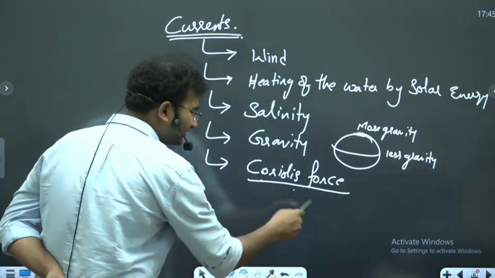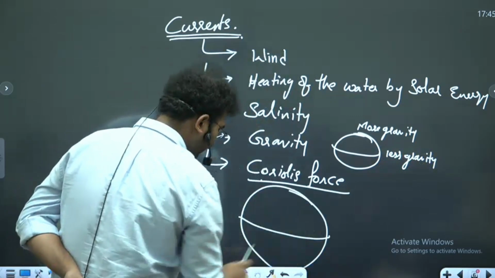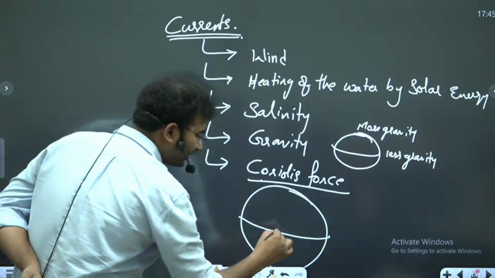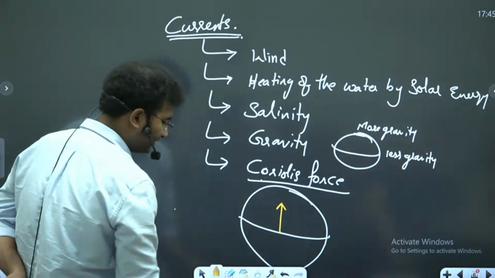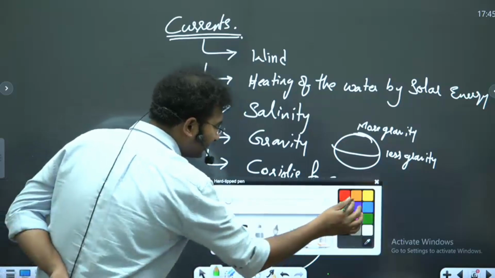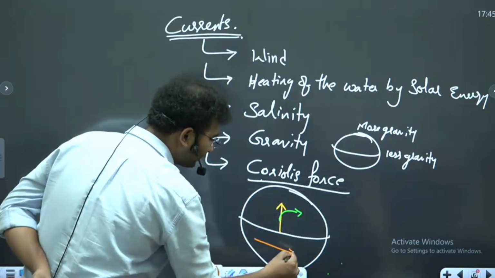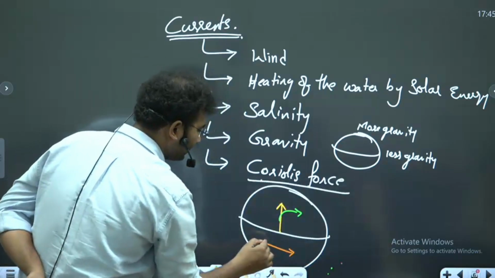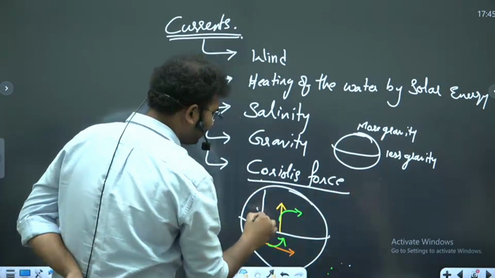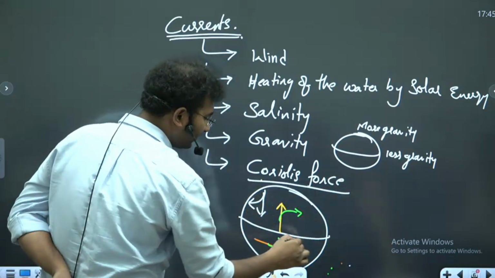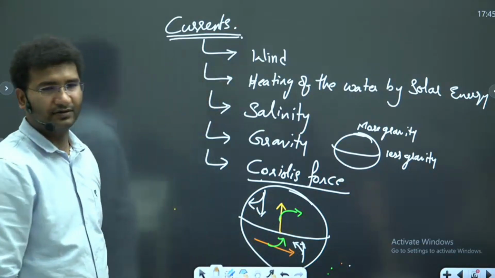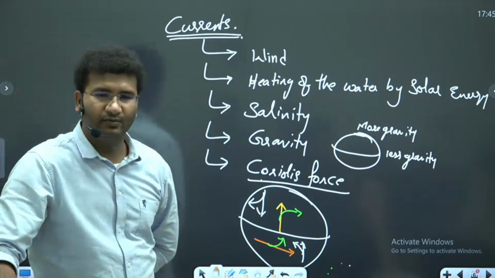Coriolis force. See, Coriolis force is a deflective force. For example, I already taught you in the atmosphere concepts, anything that is moving in the northern hemisphere will deflect towards its right. And anything that is moving in the southern hemisphere will deflect towards its left. So this is how the resultant movements shall be there.